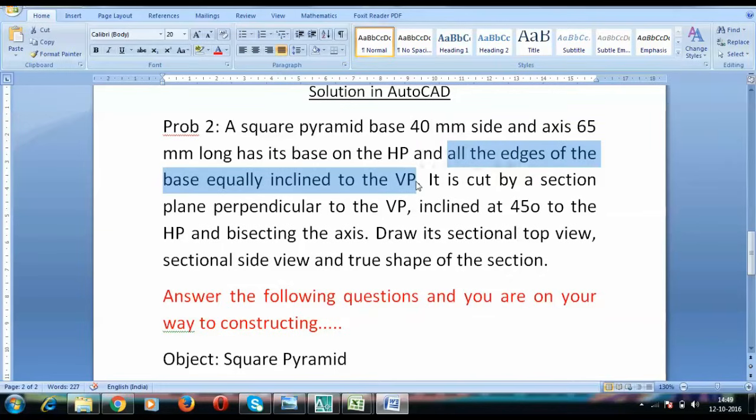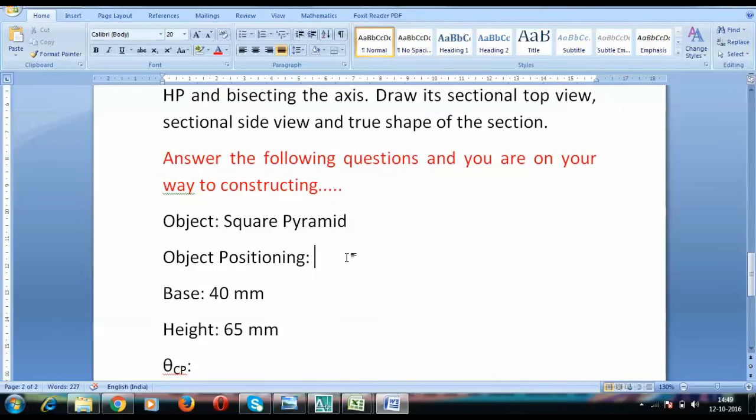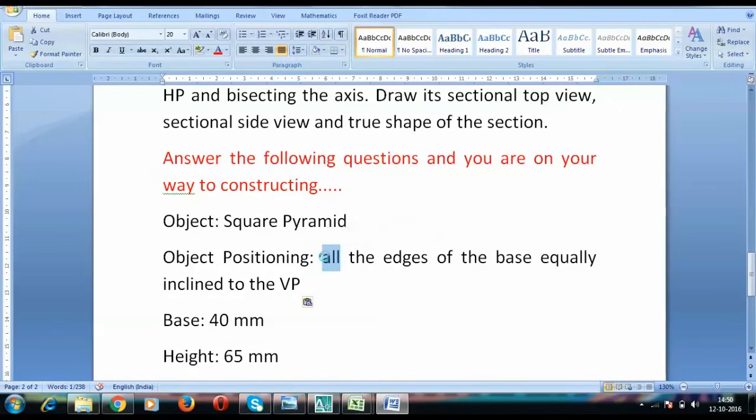Now then, all the edges of the base are equally inclined to the VP. So this is the condition and it should reflect in our drawing. When in totality there are 4 edges in the base, if all of them are to be equally inclined to the VP, then you have to ensure an angle of 45 degrees. If you ensure an angle of 45 degrees, then you'll realize that automatically each one of them gets inclined at an angle of 45 degrees. So this is what equal inclination does, and it only happens at a certain angle, and that angle in fact is 45 degrees. I'll tell you in the drawing.